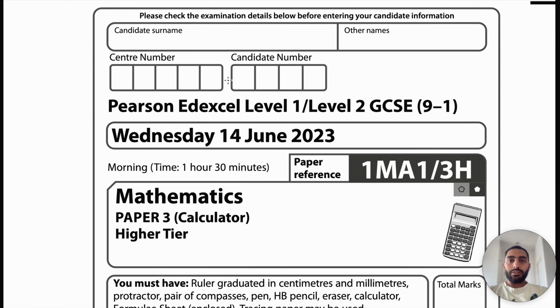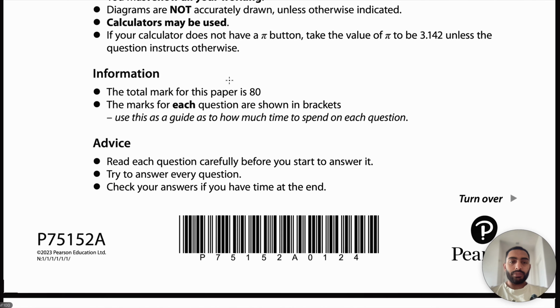It's the Edexcel GCSE Maths Higher Tier Calculator Paper 3 from June 2023. Let's get straight into it.